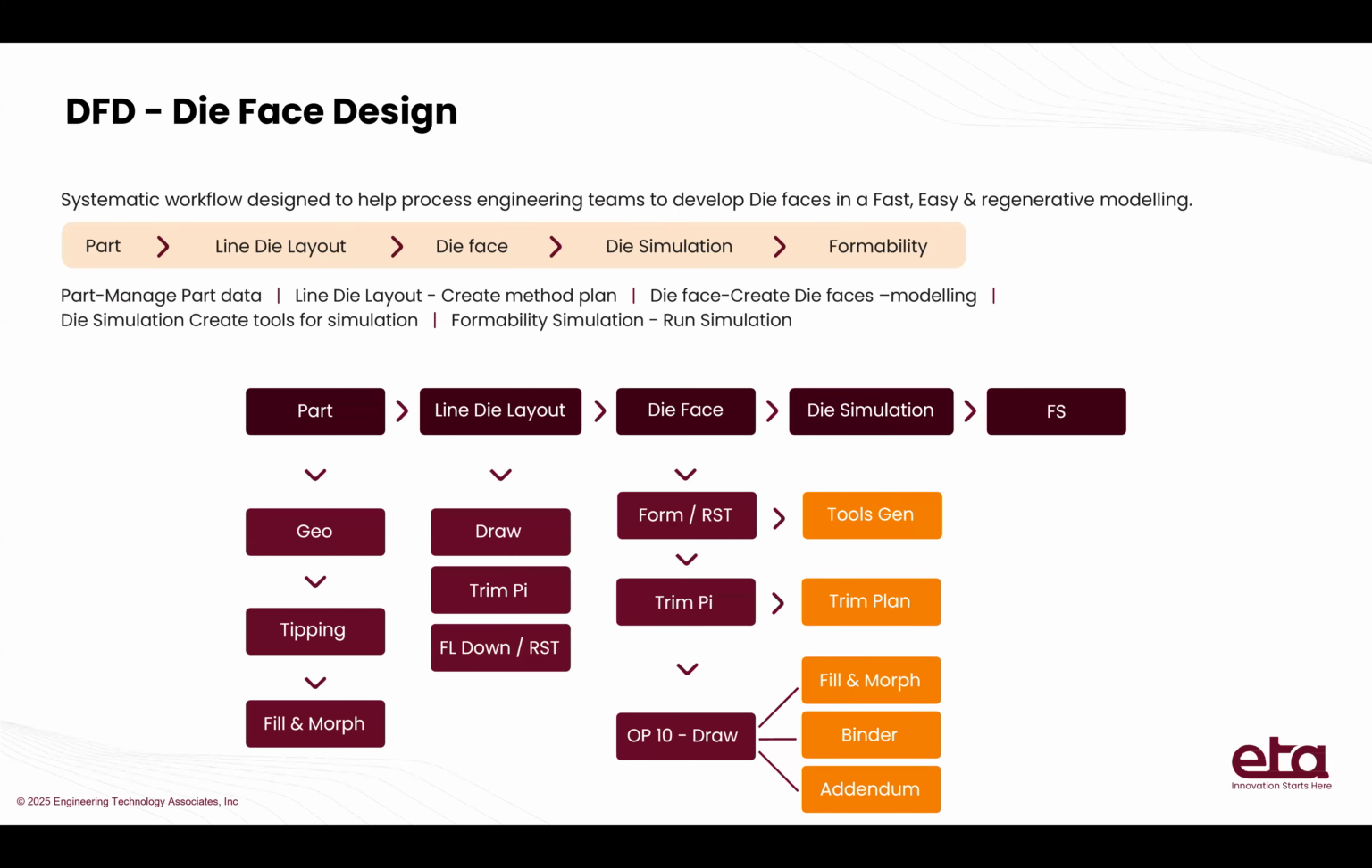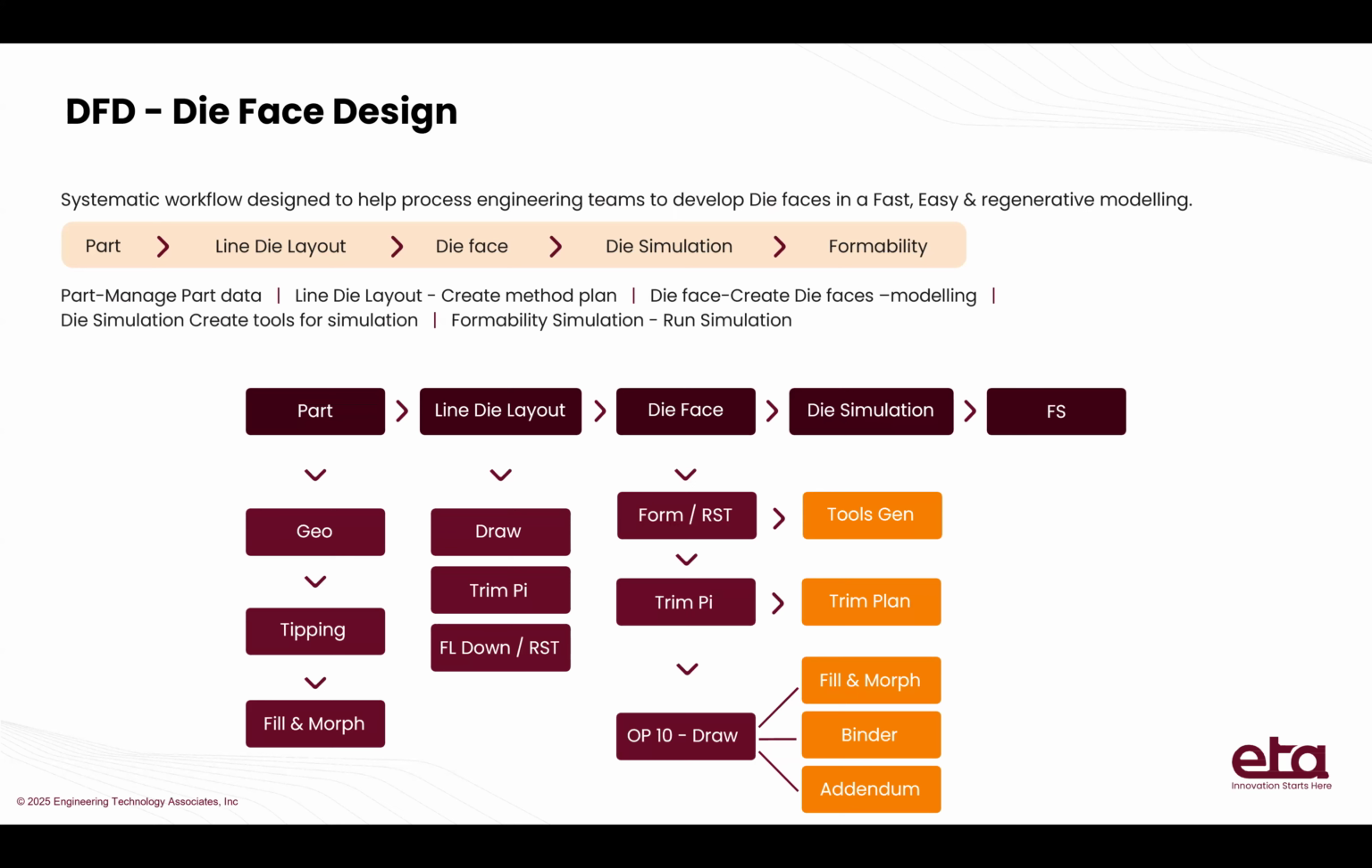After that, we'll move on to the line die layout. Under the line die layout, we can recognize all the features and then also define the process, assigning these features to a certain stage. A very typical process here is a draw, trim, and then flanging. So then we can just assign the flange to the last stage, something like that.